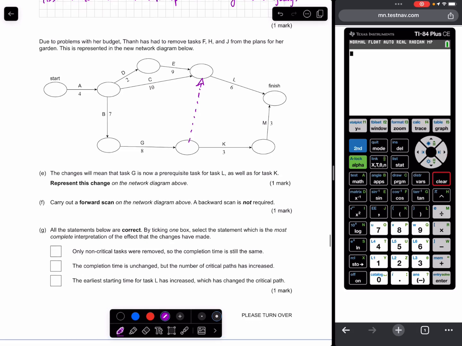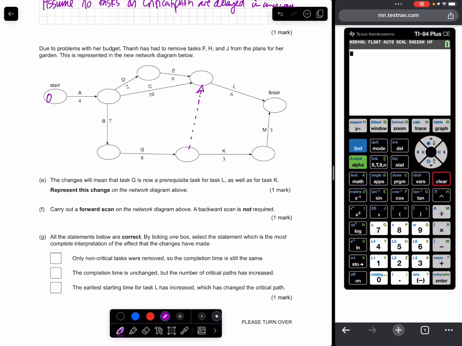Carry out a forward scan. A backward scan is not required. 0, 4, 6, 9, 10, 11, 12, 13, 14, 15 through E, 14 through C, 4 and 7 is 11, 11 and 8, 19, 19 plus 0 is 19, 19 plus 6, 25, 19, 20, 21, 22, 22, 22 plus 3 is also 25.